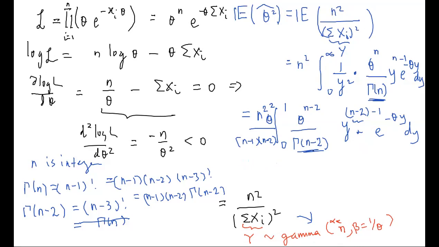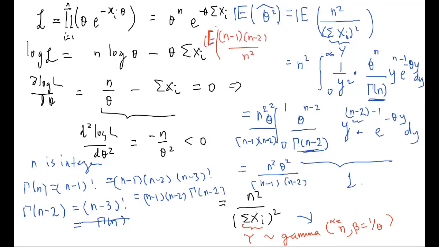From here, this integral integrates to 1. So you have n squared theta squared over (n minus 1)(n minus 2), right? Therefore, you rearrange this, and you have the expectation of (n minus 1)(n minus 2) over n squared times theta hat squared equal to theta squared, right? So then the bias correction is this factor.